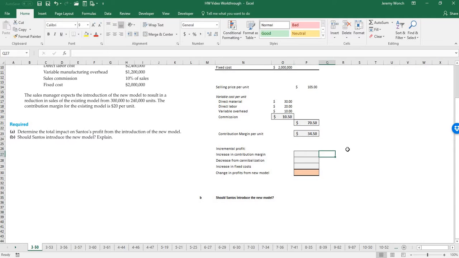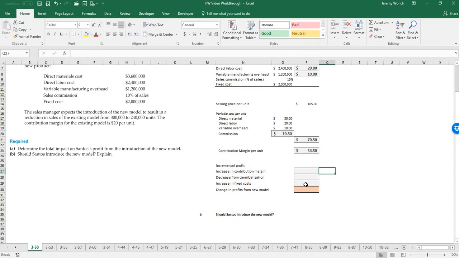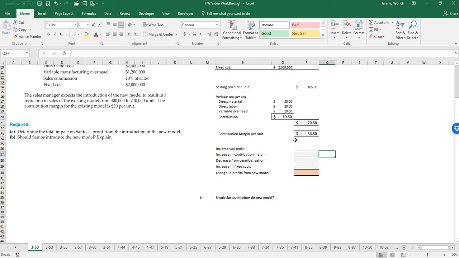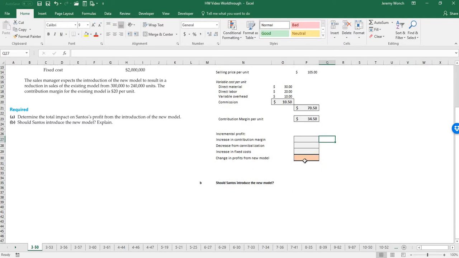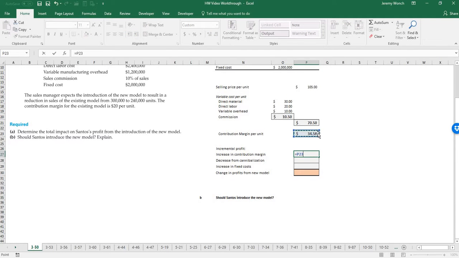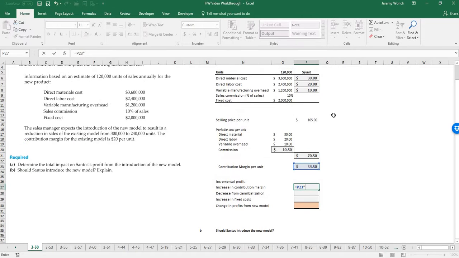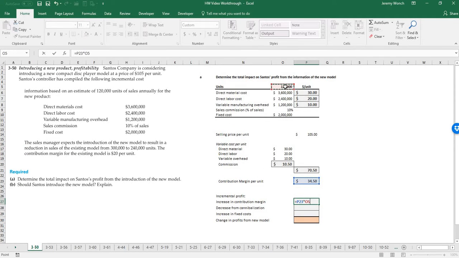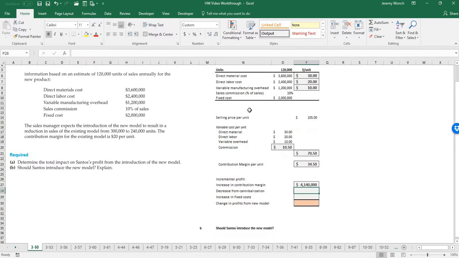And so the question here was, hey, is it a good deal to actually introduce this new unit? And so now that we have our per unit contribution margin, we can kind of figure this out. And so our total increase in contribution margin is going to be our contribution margin per unit, which is $34.50, times the total number of units we're going to sell. So our contribution margin is going to go up by $4.14 million.